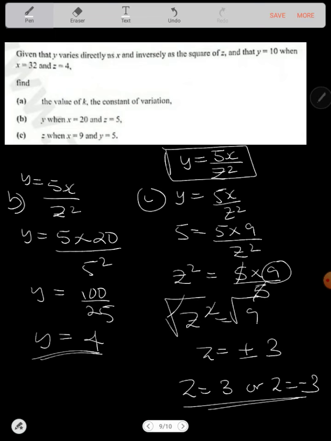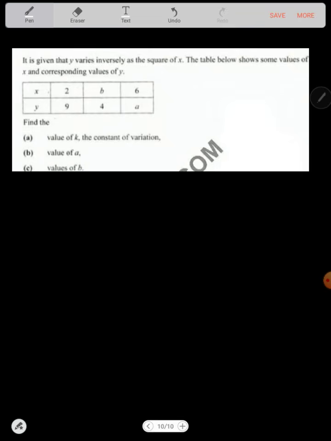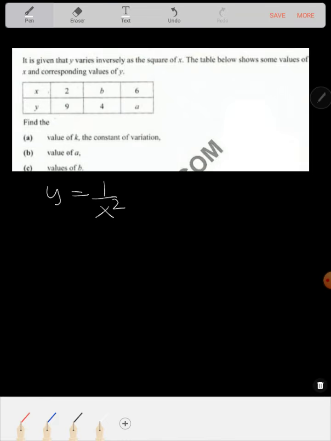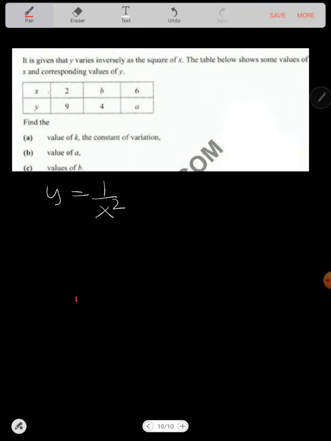Let's look at another example. This one says it is given that y varies inversely as the square of x. This is what it means. The table below has got values. They are saying find the value of k, the constant of variation. We can only find k. Let me repeat that. You can only find k.